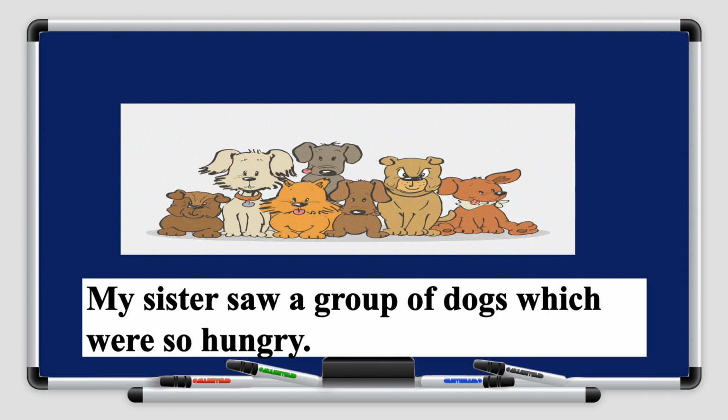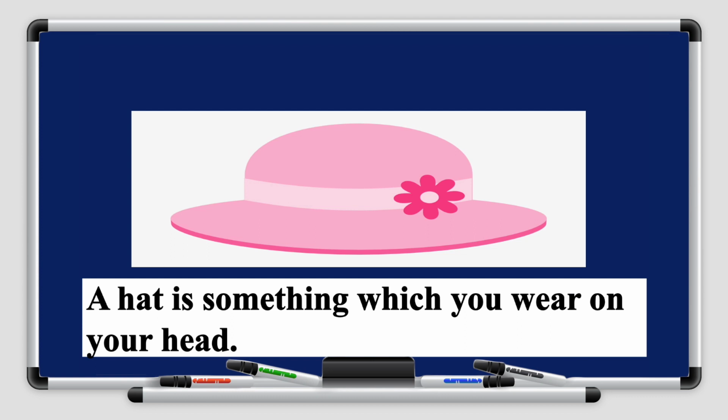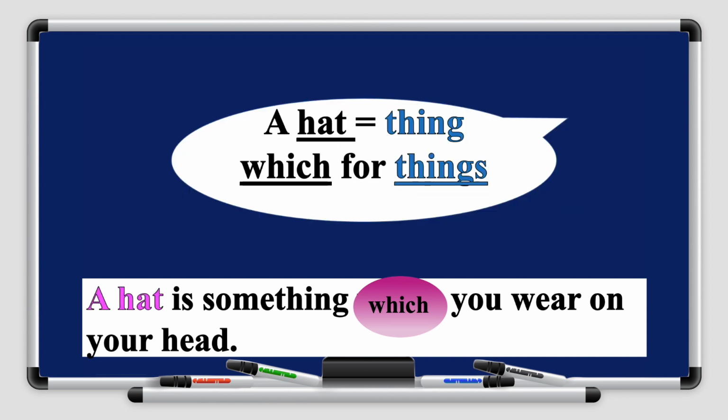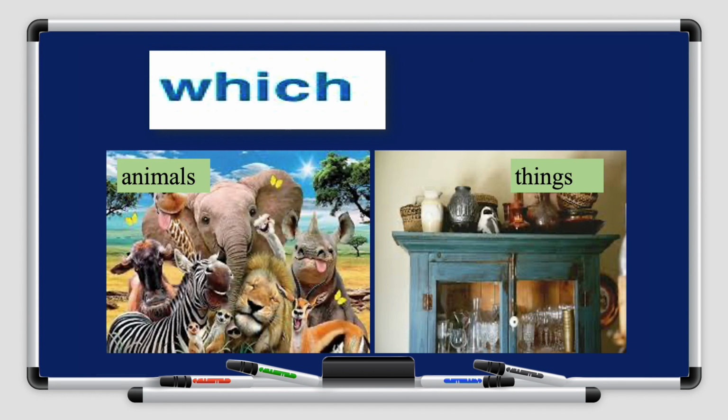My sister saw a group of dogs which were so hungry. What did we use here? We used which. Why did we use it? Because we have a group of dogs. Dogs are animals, and we use which for animals. A hat is something which you wear on your head. We used which here. Why? Because of a hat. A hat is a thing, and we use which for things. Now remember, we use who for people, and we use which for things or animals.